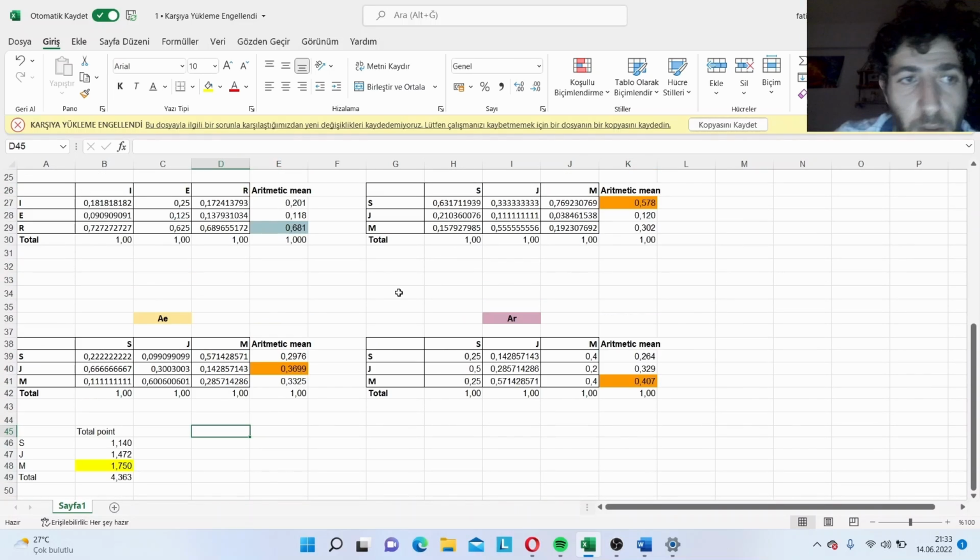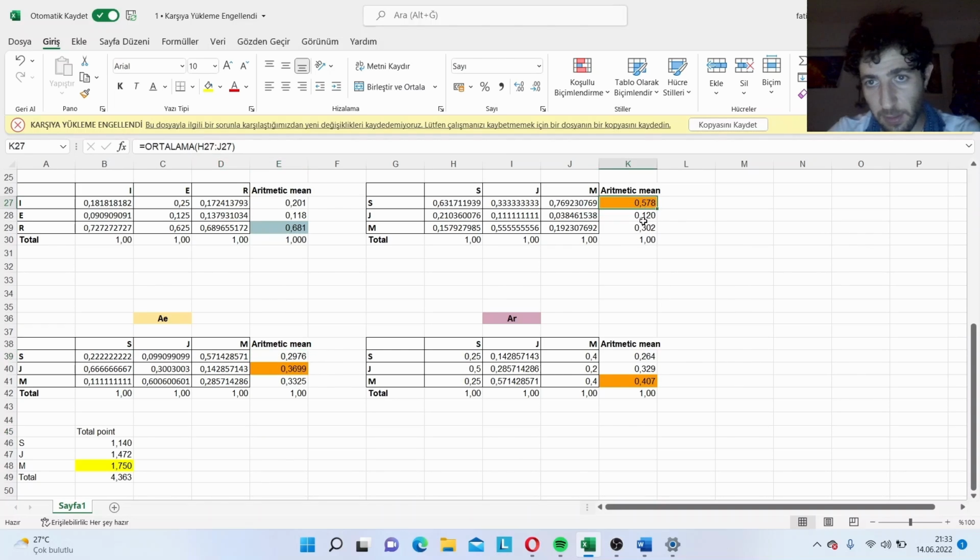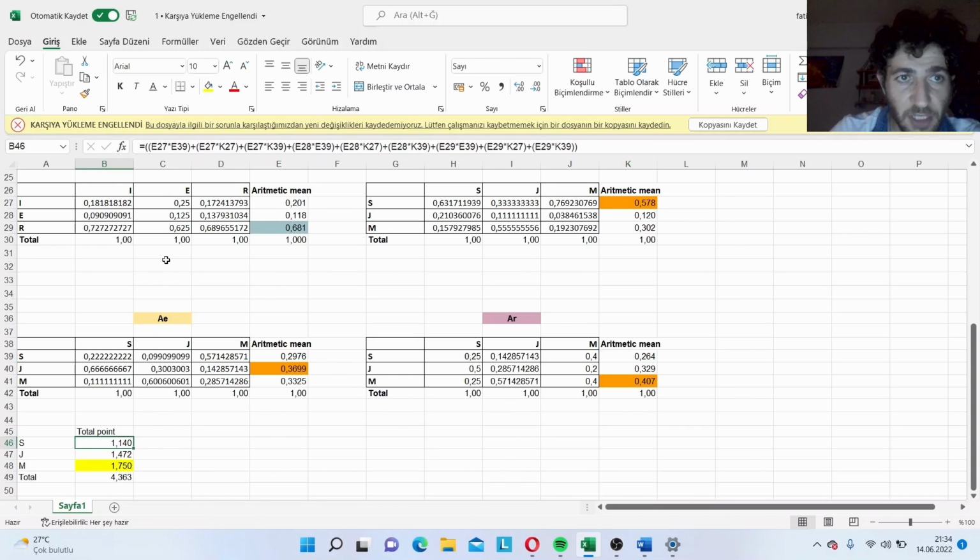Now we compare. We need to examine all these names, Steve, Jane and Maisa weights. So for personal interview, arithmetic mean times all Steve's values. That means this cell, this cell, this cell. And for interview mean times all Steve's values, you see this formulation here.